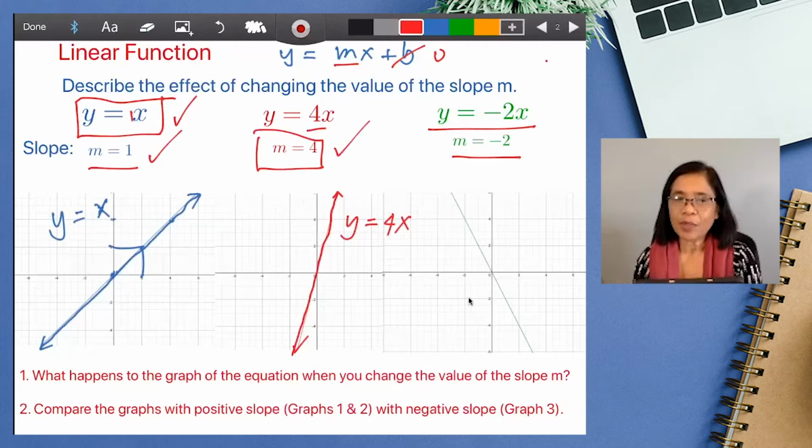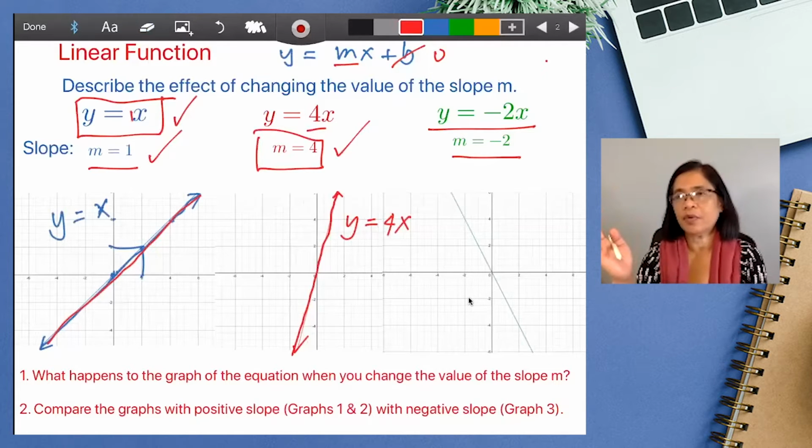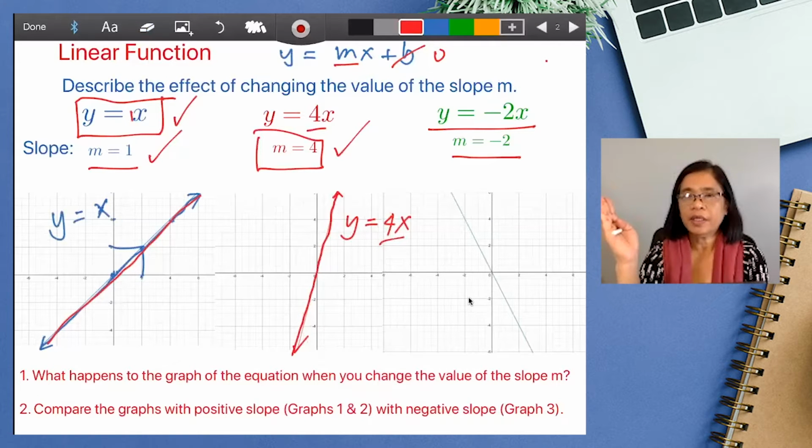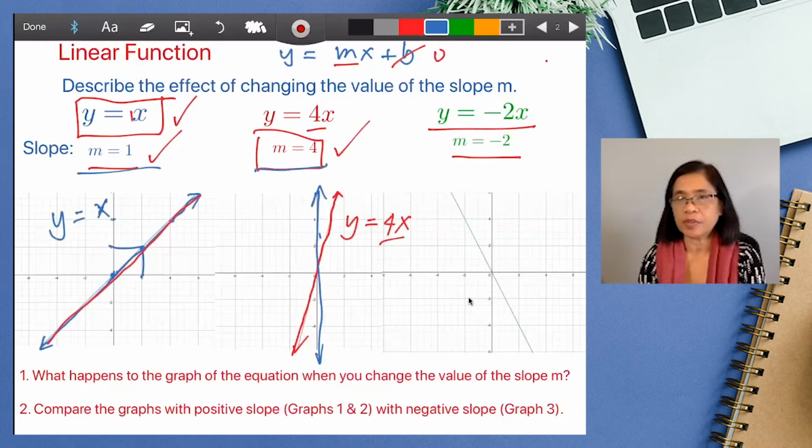So if we have y is equal to x, notice the line y is equal to x compared to the line y is equal to 4x in terms of steepness. Y is equal to x is flatter compared to y equals 4x. So as you increase the value of the slope m, the line becomes steeper and approaches the y-axis. And if we compare these two graphs, both of them have positive slopes.